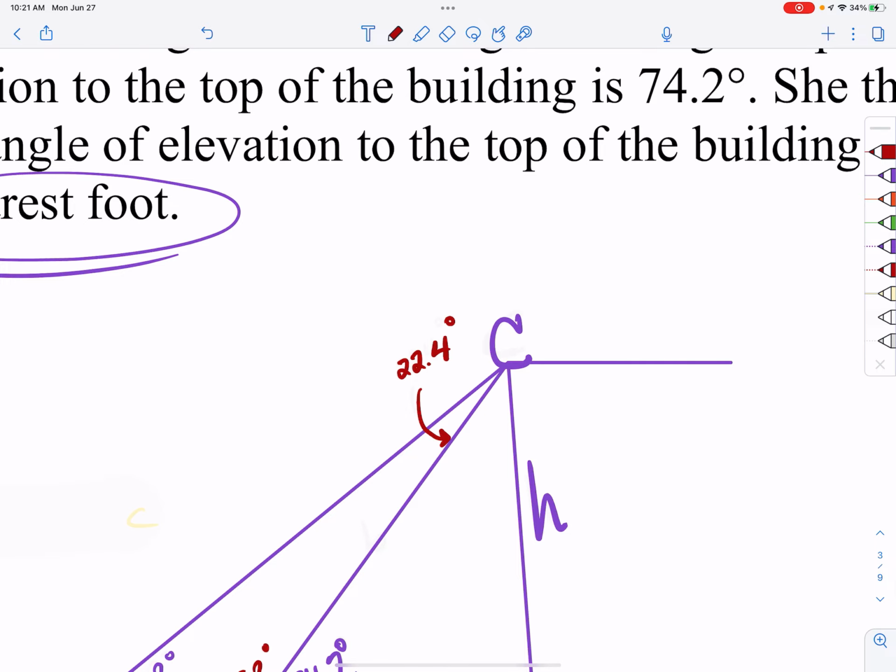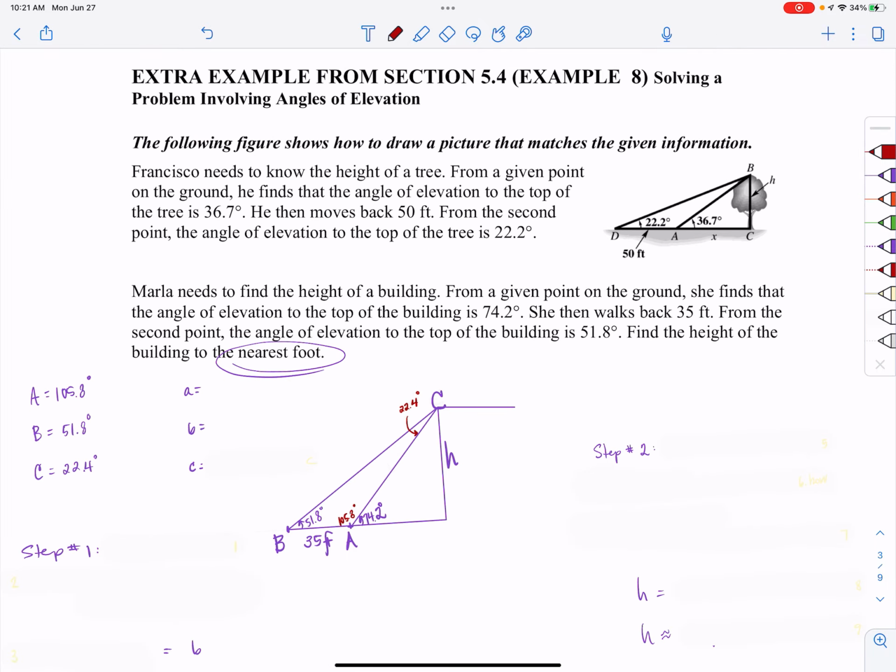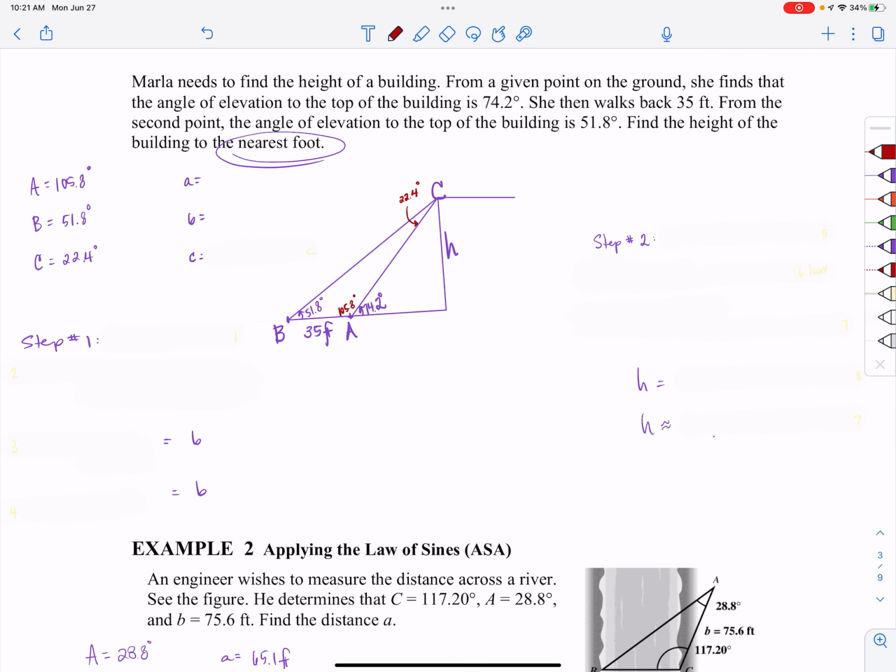And that's this angle right here. Now remember, keep in mind what your original goal is. Your original goal is to find the height of the building. All right, so here's what I'm gonna do. I'm gonna do this in 2 steps. Step number 1 is let's find out what this side is.